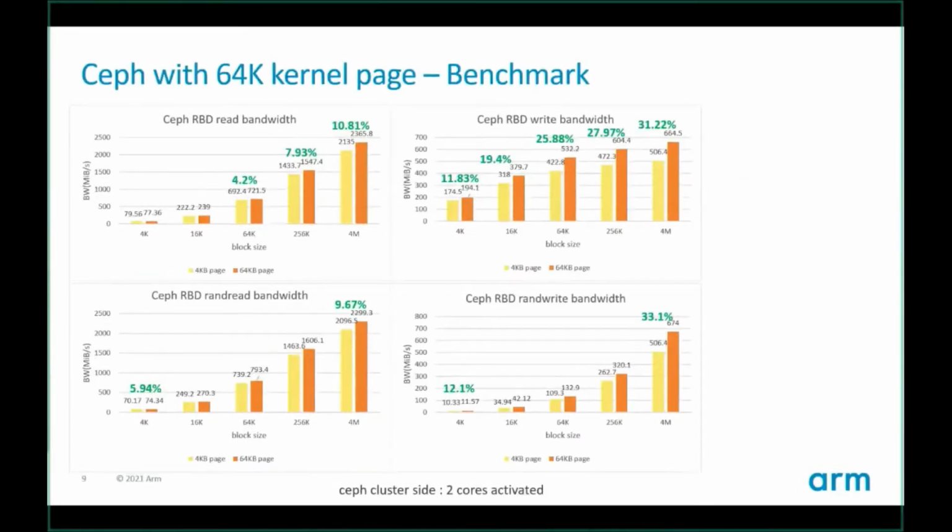This is also the RBD performance, with only 2 CPU cores activated on the cluster side. The performance difference for write and random write is more obvious. At 4 KB block size, it's about 12% performance gain, and for 4 megabyte block size, it reaches about 33%.